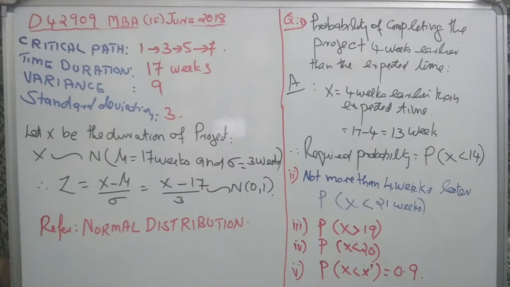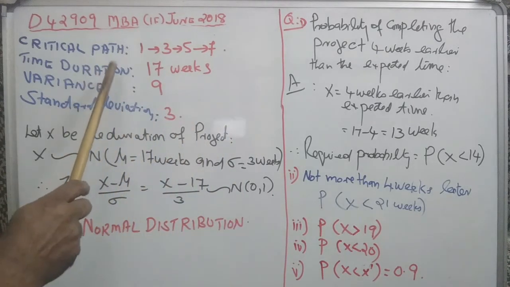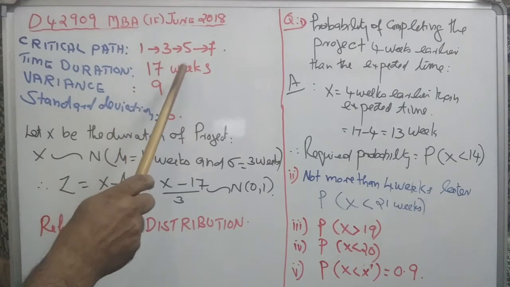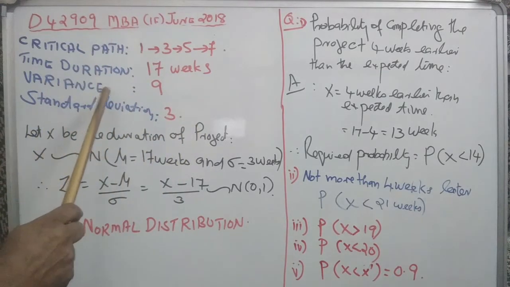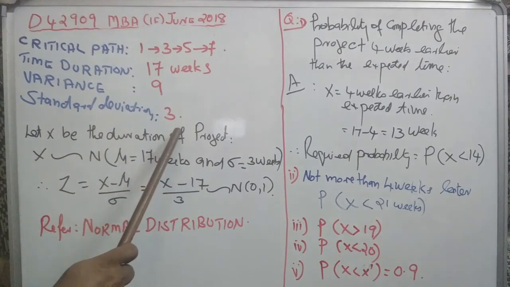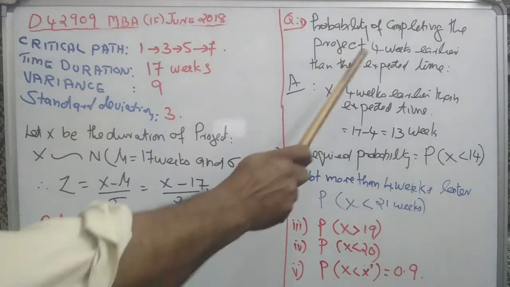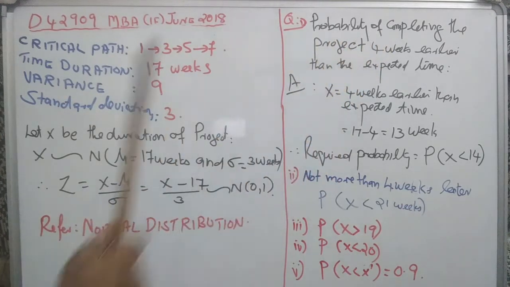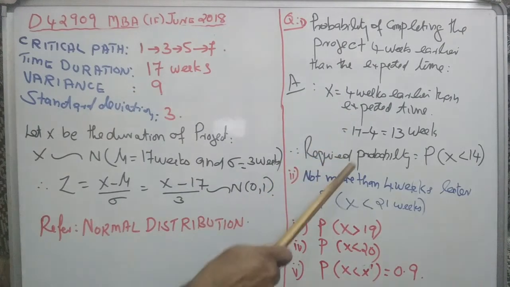We are entering the next phase of the problem. We determined the critical path, that is 1 to 3, 3 to 5, 5 to 7, and the time duration is 17 weeks. Variance is 9. Standard deviation is 3. Then we have to answer questions of this type: probability of completing the project 4 weeks earlier than the expected time, not more than 4 weeks later, and the duration is more than 19, duration is less than 20, and probability is 0.9.